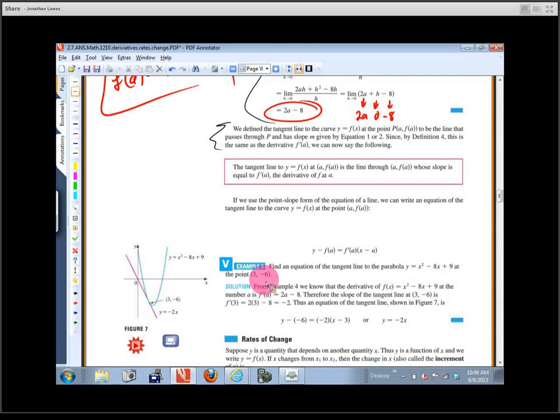We define the tangent line to the curve y equals f of x at the point P of A, f of A, to be the line that passes through P and has slope m given by equation 1 or 2. Since by definition 4, this is the same as the derivative f prime of A, we can now say the following.